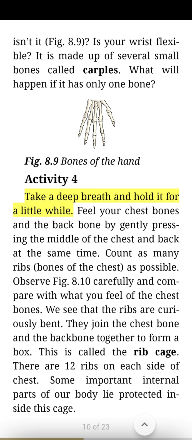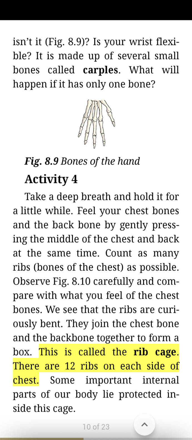Activity 4. Take a deep breath and hold it for a little while. Feel your chest bones and the backbone by gently pressing the middle of the chest and back at the same time. Count as many rib bones of the chest as possible. Observe Fig. 8.10 carefully and compare with what you feel of the chest bones. We see that the ribs are curiously bent. They join the chest bone and the backbone together to form a box. This is called the rib cage.